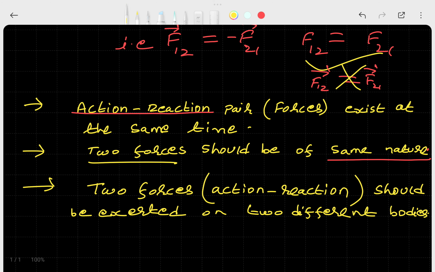See, an action-reaction pair exists at the same time. It is not that action happens and then reaction; they both are simultaneous, occurring at the same time. Two forces should be of the same nature. Same nature means one cannot be electromagnetic and the other gravitational; both should be electromagnetic or both gravitational. So this is another condition. And the third one is that the two forces, action and reaction, should be exerted on two different bodies, not on the same body.